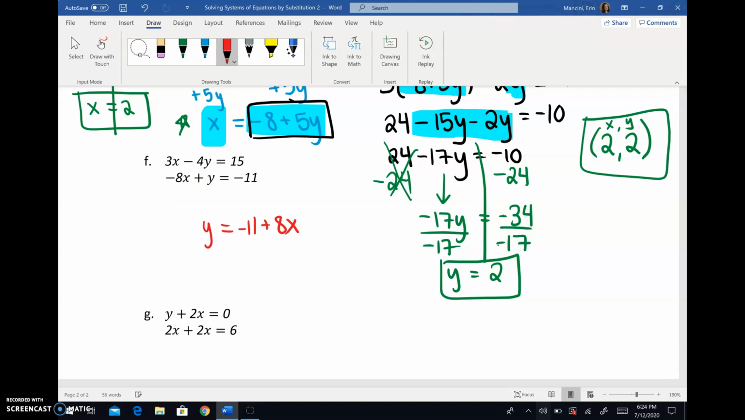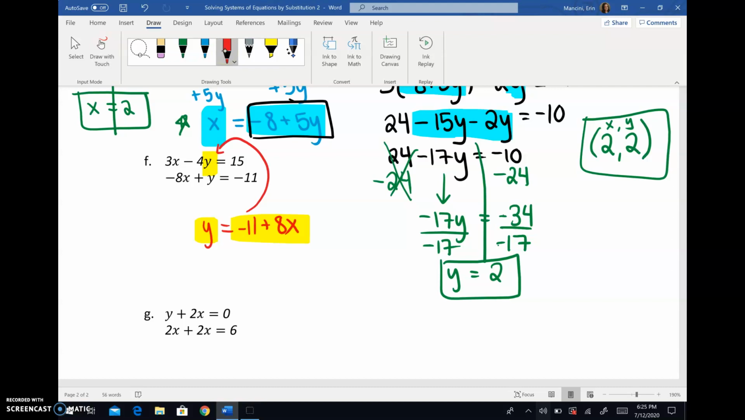So what that means is wherever you see y, it is equal to negative 11 plus 8x. So anywhere you see a y, we can plug negative 11 plus 8x in. However, remember you want to plug it into the other equation. You don't want to plug it into itself. So these two things are equivalent. You don't want to plug it in there. You want to plug it in here. So we're going to take that and do so.